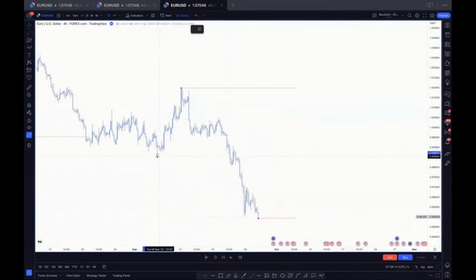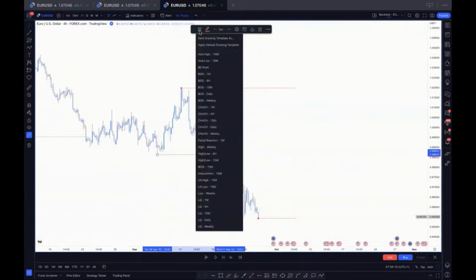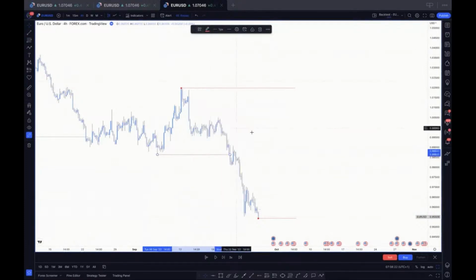Now I'm also going to draw from this previous low. This was the break of structure, right? So I'm also going to draw a line and then choose my break of structure, BOS, 4 hours. So you can see that. Now, this is our structure basically.